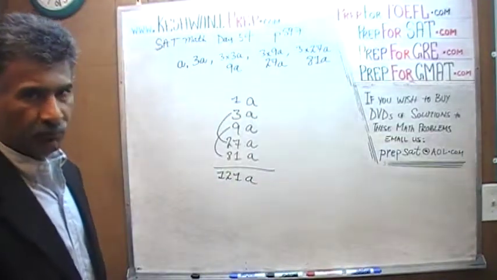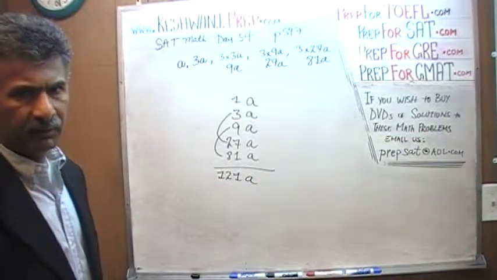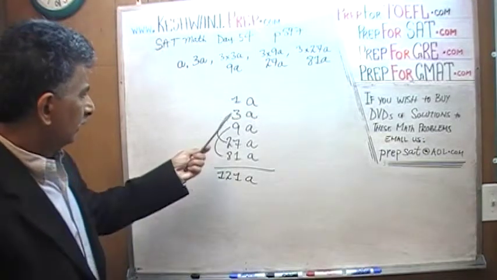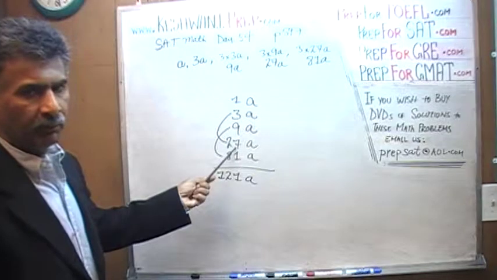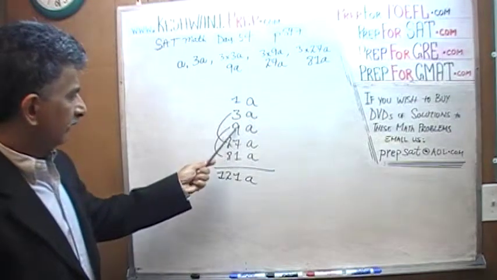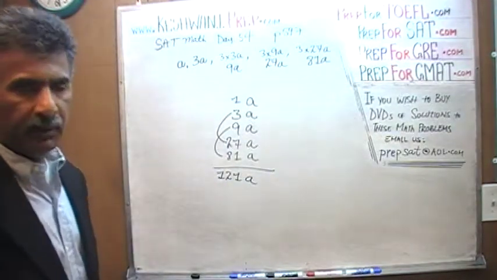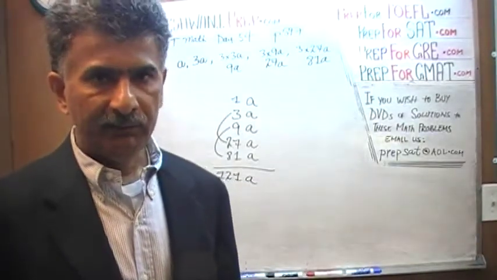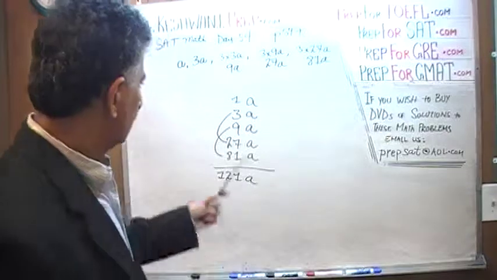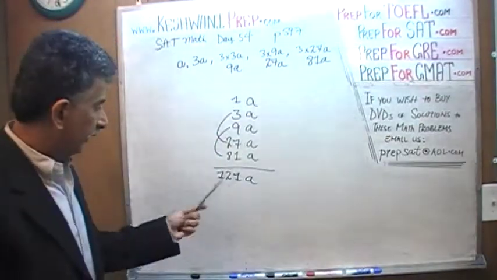Don't reach for the calculator for every single thing. Do you understand? Use your brain a little bit. So 3 plus 27 I see here. 3 plus 27 will be a nice round number of 30. Then I see a 9 and an 81. 9 and 81 would add up to a nice round number of 90. 90 plus 30 is 120. Plus 1A to begin with, 121A.